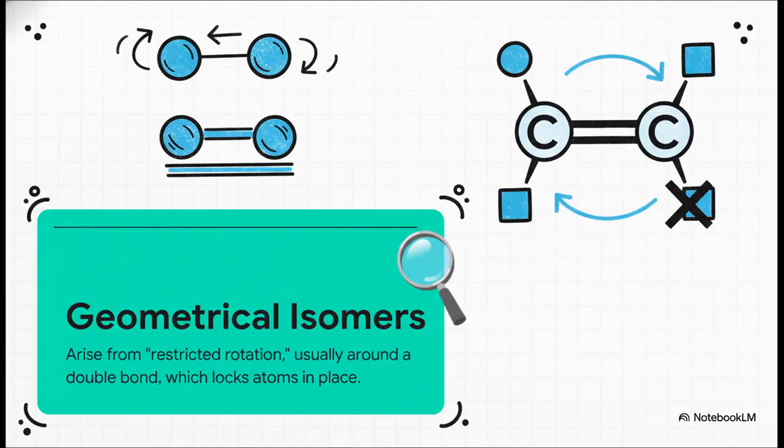One type of stereoisomer pops up because of something called restricted rotation. Imagine you have 2 beads connected by a single string. You can spin them around freely, no problem. Now, what if you connect them with 2 strings, like rungs on a ladder? All of a sudden, they're locked in place. That's exactly what a carbon-carbon double bond does. It stops things from spinning around, and that creates what we call geometric isomers.